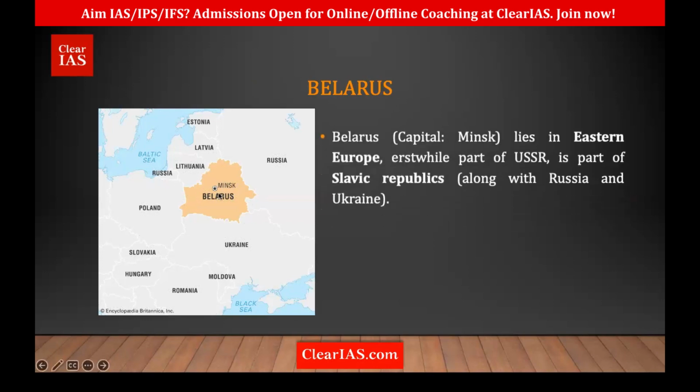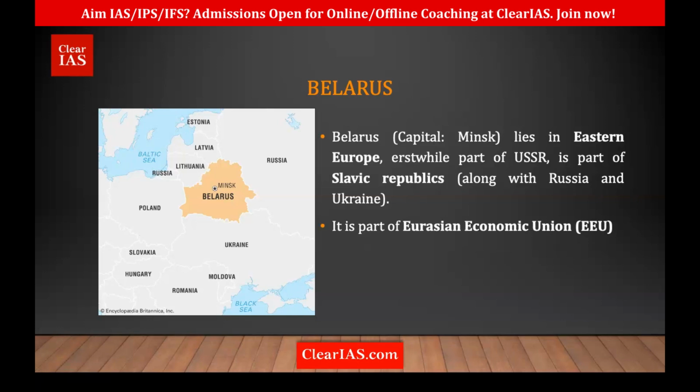And Minsk, the capital, has also been in the news often. It lies in Eastern Europe. It is part of what? The erstwhile USSR. It's also part of the Slavic republics. So Russia and Ukraine are also part of the Slavic republics. And it is part of the Eurasian Economic Union, EAEU, not the EU. EU is the European Union. So these are the eastern countries.